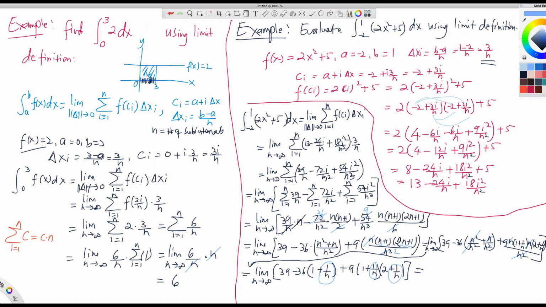What do you get? You get 39 minus 36 times 1, and then plus 9 times 1 times 2, which is 18, right? So the final number you will get is 39 minus 36 plus 18, right? Because this will be 0, that will be 0. So 2 times 1 times 9 is 18. So what do you get? 39 minus 36 is 3, plus 18 is 21. So this is the final answer, okay?